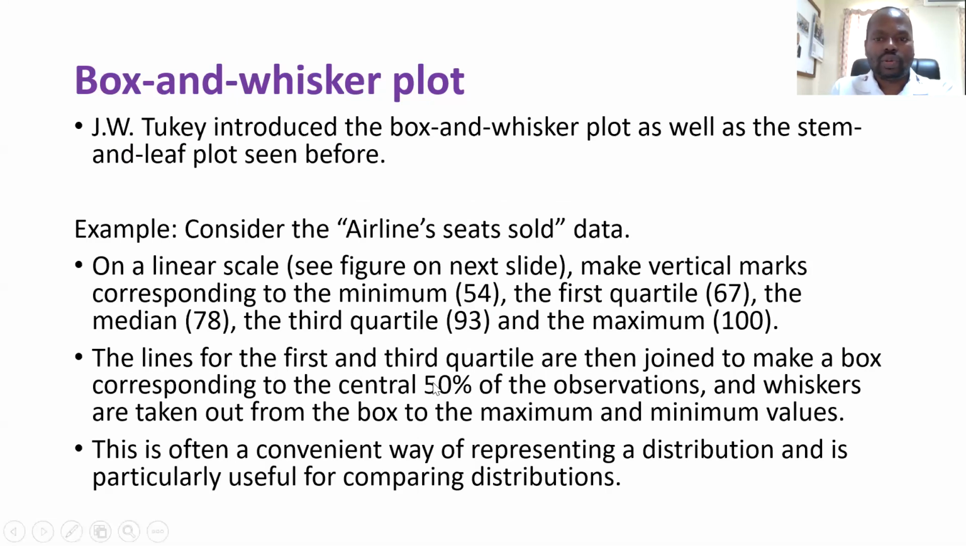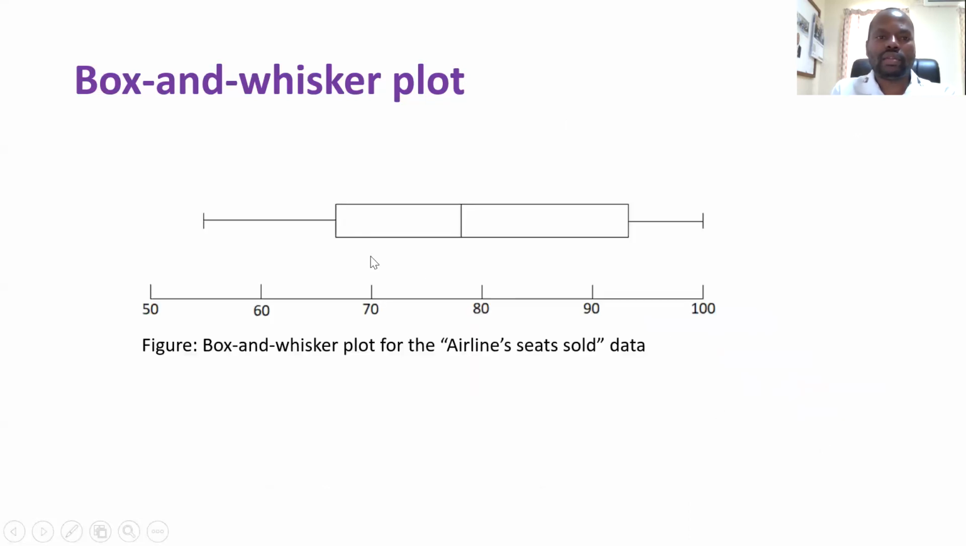And so you draw a box, and the whiskers are taken out from the box to the maximum and minimum values. So you draw whiskers from here. These are whiskers, more or less like the whiskers of a cat. That's why it's referred to as a box and whisker plot. So you draw the box and then the whiskers to the minimum and the whiskers to the maximum.